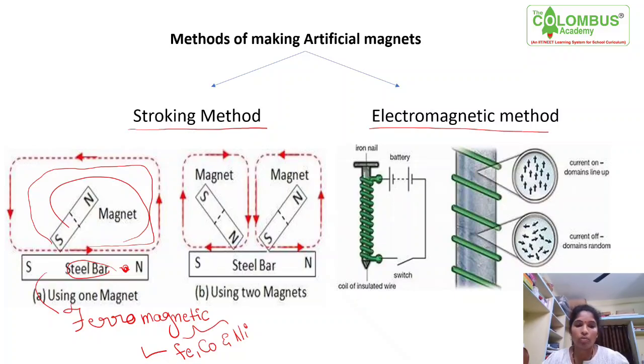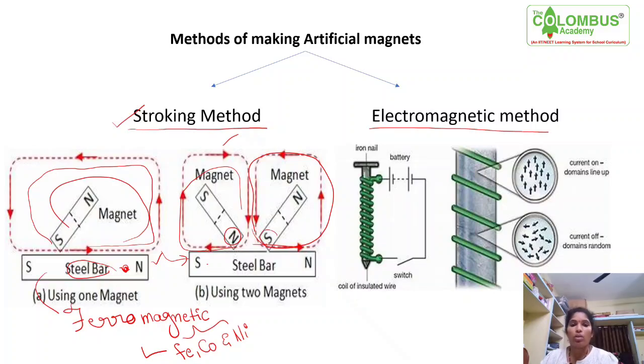This stroking method is of two types, one is using one magnet, the other one is using two magnets. So by rubbing with two magnets also, we can induce the property of magnetism in this steel bar. Can you see that? One is north, the other one is south, and this is the direction of rubbing of the magnet on the steel bar, continuously, repeatedly. This is one of the methods of making an artificial magnet.